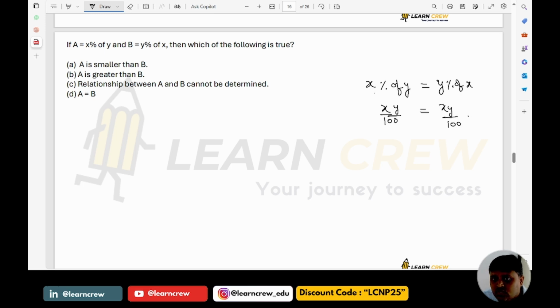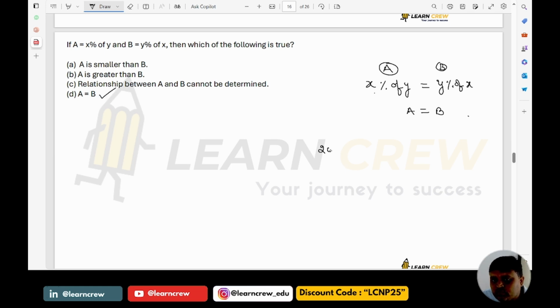Okay, so this is a very important point. X percentage of y is always equal to y percentage of x. X percentage of y is A here, and y percent of x is B here. So you can say now A is equal to B. So A is equal to B is correct.